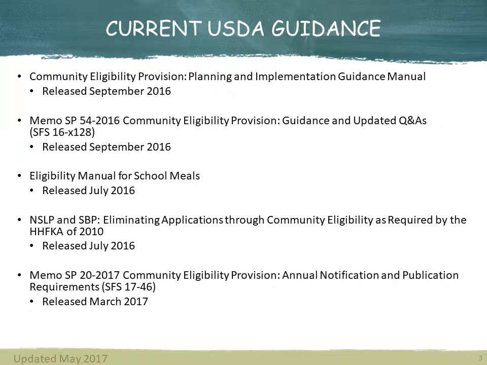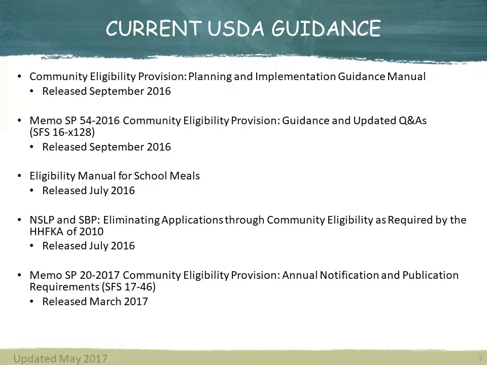So our current USDA guidance is the Community Eligibility Provision Planning and Implementation Guidance Manual, which was released in September of 2016. When most of you call me with a question, I immediately pull out this guidance manual and try to find the answer. And then Memo SP 54-2016 is the updated questions and answers, which came out September 2016. A lot of times the questions that you have are answered directly in here.